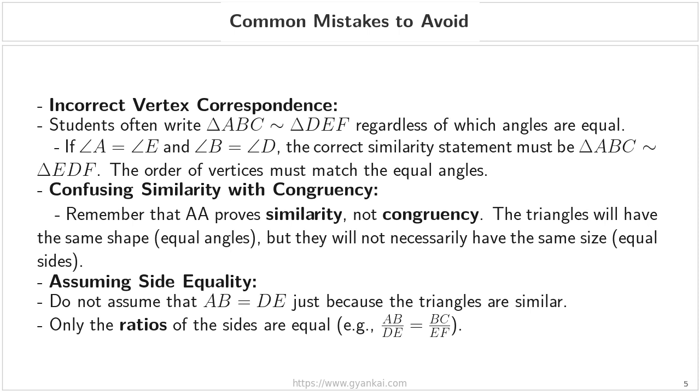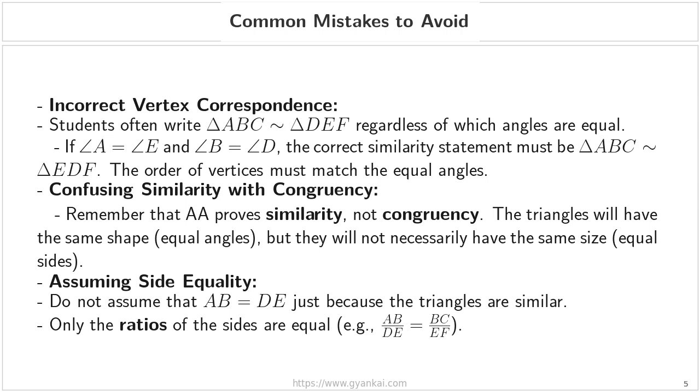Finally, avoid the mistake of assuming side equality. Just because we have established that the triangles are similar, it does not mean that side AB is equal to side DE. Remember, similarity is about proportions, not identical lengths. The sides are not equal, but their ratios are. As we saw in the formal statement on slide 3, the ratio of side AB to side DE is equal to the ratio of side BC to side EF, and so on.